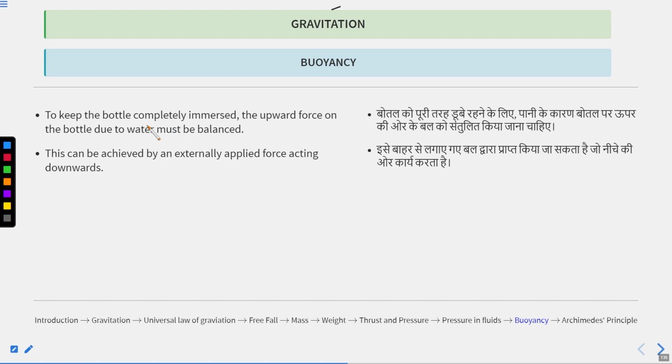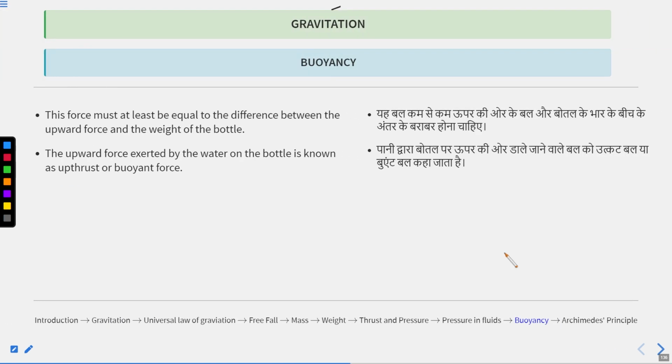To keep the bottle completely immersed, the downward force which you apply on the bottle should balance the upward force exerted by the liquid. This can be achieved by applying an external force acting downward. And how can you achieve it? You have to apply more force in the downward direction to cancel out that upward force because of that liquid. So this force must be at least equal to the difference between the upward force and the weight of the bottle.